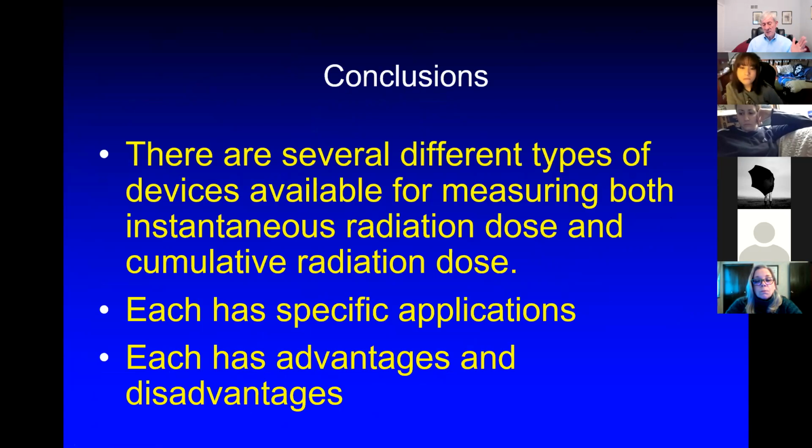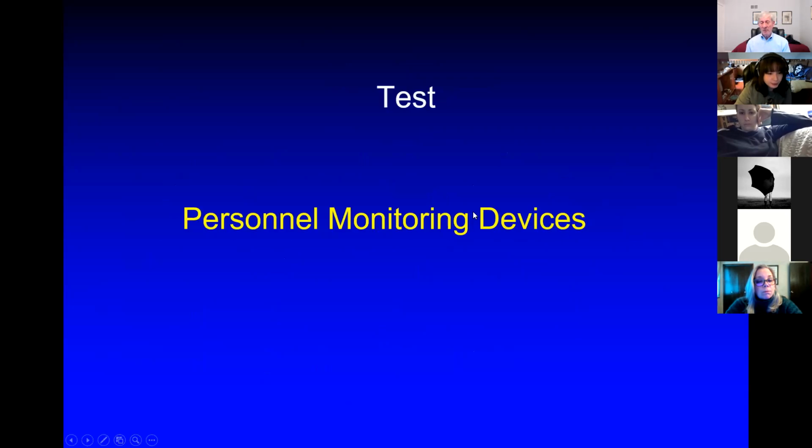Okay, conclusions. There are 4 different types of devices for measuring both instantaneous dose, only one really, pocket dosimeters, and the cumulative radiation dose. They all do that. Each one has specific applications. Some are for your hands, some are for your whole body, and each has its own advantages and disadvantages. Okay, before we take our test, any question from anyone about personal monitoring devices?